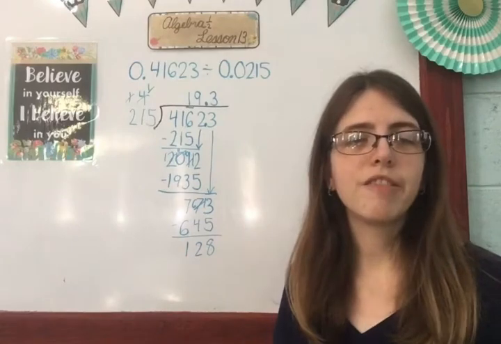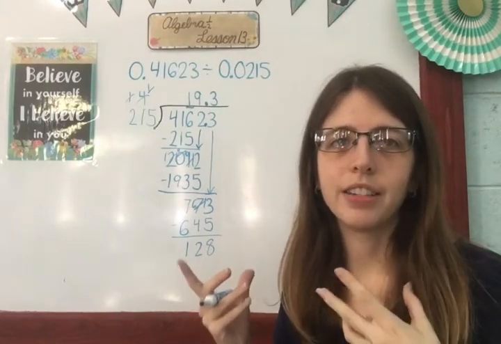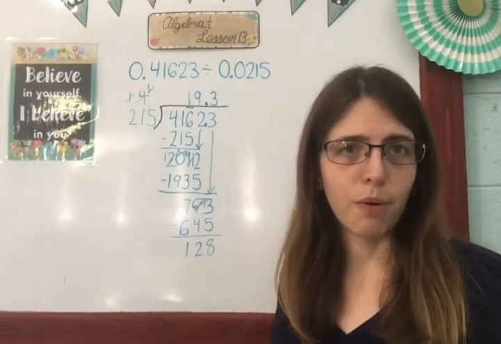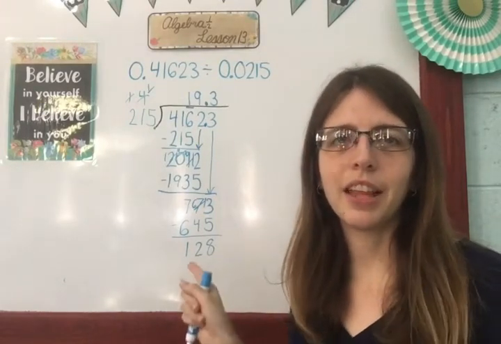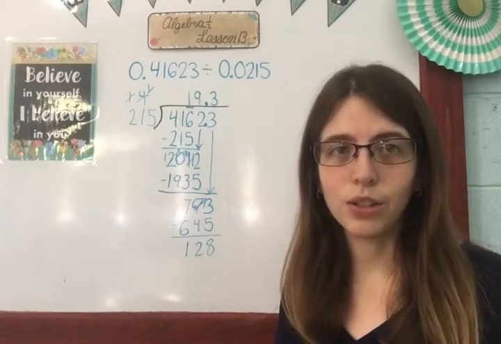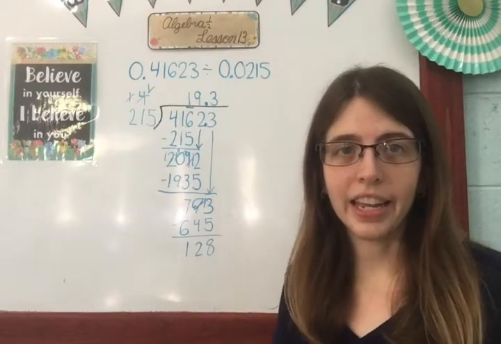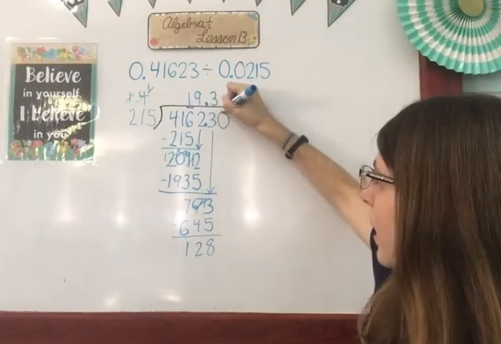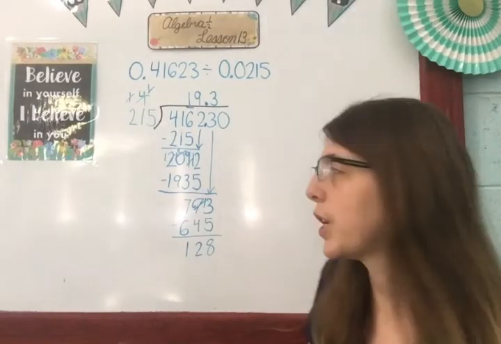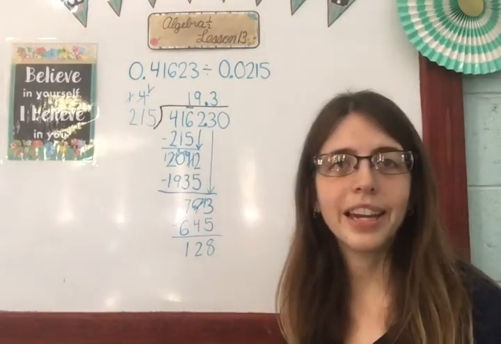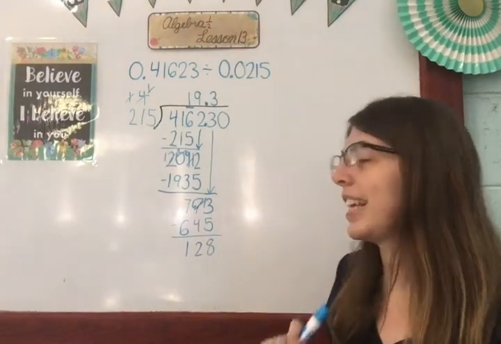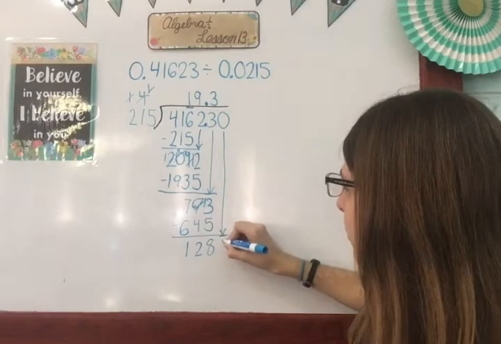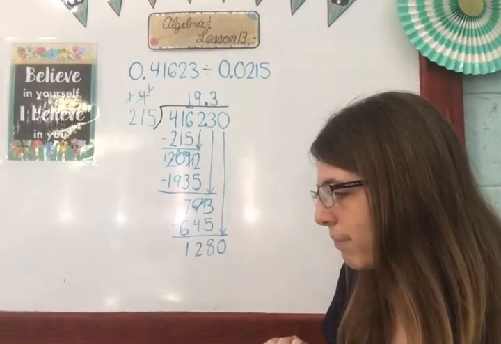Okay, I've come to the end of my numbers, but I have not solved my problem. I still have a remainder. Now that you're in algebra, okay, you cannot just leave it like this and write a remainder unless it tells you to. You need to keep dividing. So the way that you keep dividing is to add a 0 to the back of your number, which is fine to do when you have a decimal. You can add a 0 and keep going. We call this annexing a 0. So I've annexed a 0. I'm going to bring it down, and I'm going to keep going, okay?